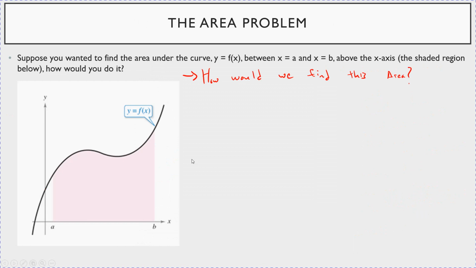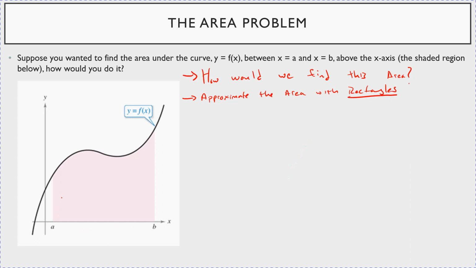So what I'm going to do here is I'm going to approximate the area with rectangles. All right, why rectangles? Well, we know the formula to find the area of a rectangle. It's just length times width. So watch. Here's what I'm going to do.